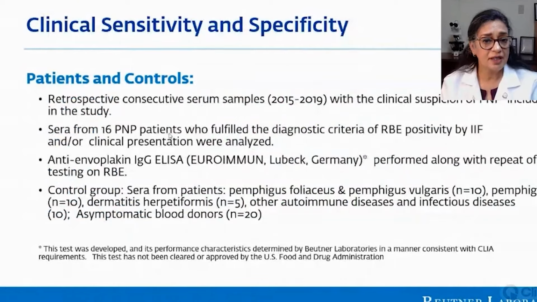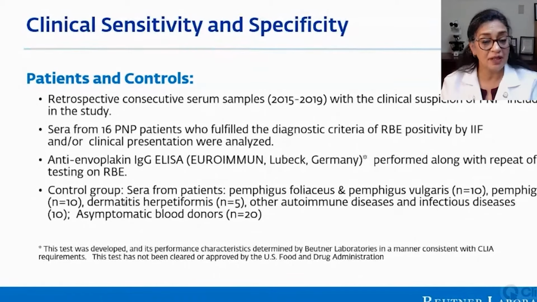So for this study for envoplakin ELISA, we used retrospective serum samples that were submitted to the lab with clinical suspicion of PNP, and sera from 16 patients who fulfilled the diagnostic criteria of rat bladder positivity by IIF and/or clinical presentation were analyzed. An anti-envoplakin ELISA was performed along with repeat of IIF on rat bladder.